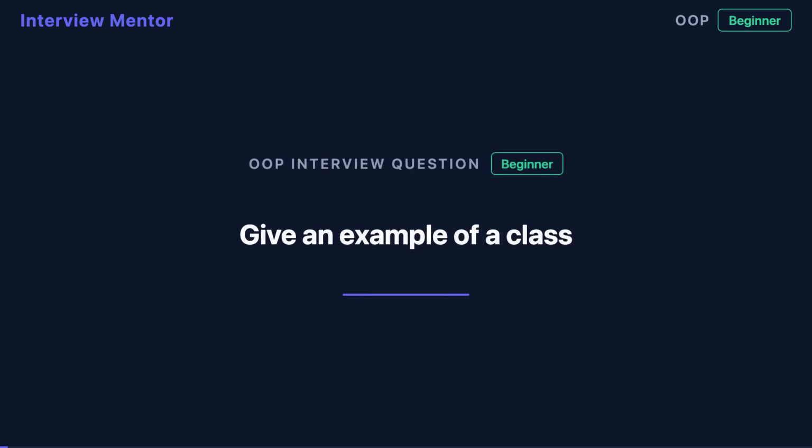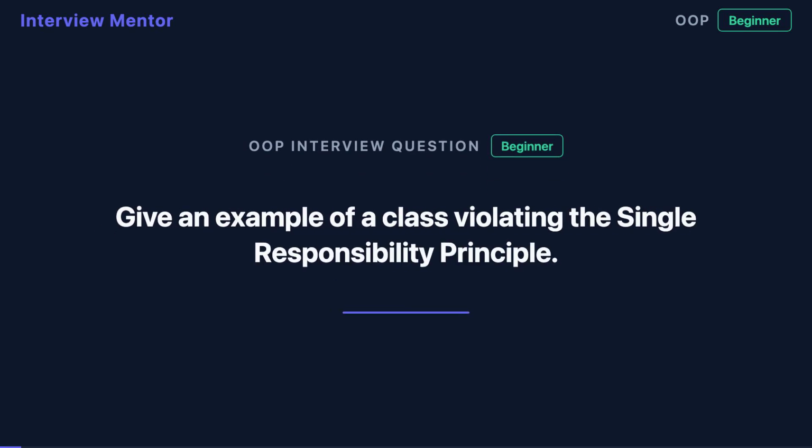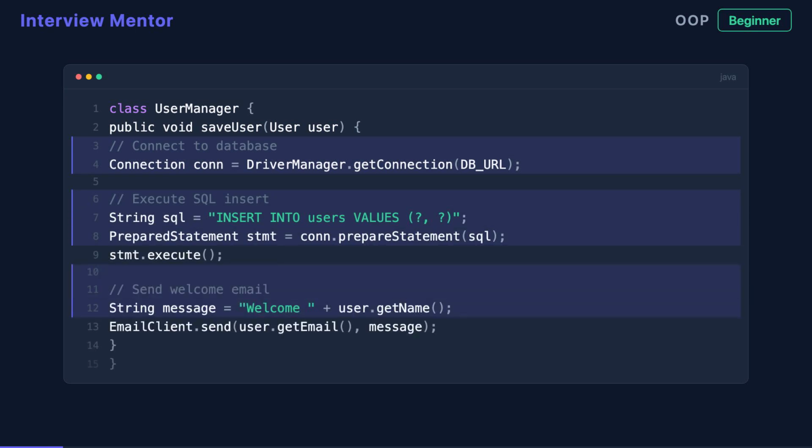If your class is doing database work and sending emails, you're violating one of the most fundamental rules in object-oriented design. Let's look at a classic violation. Here's a user manager class that does way too much. It saves users to a database, handles all the SQL queries, and sends welcome emails. This is the single responsibility principle's worst nightmare.